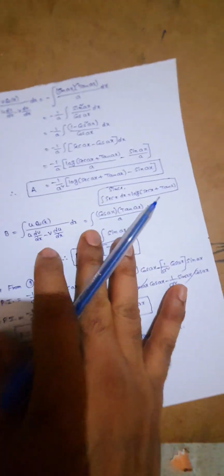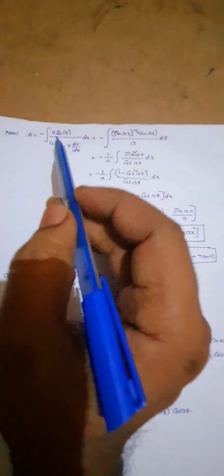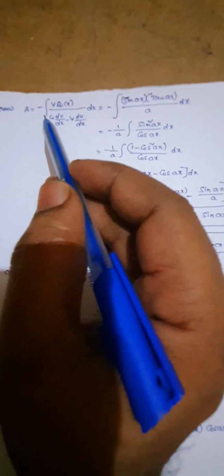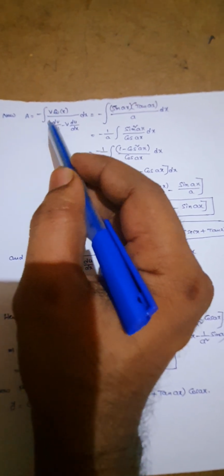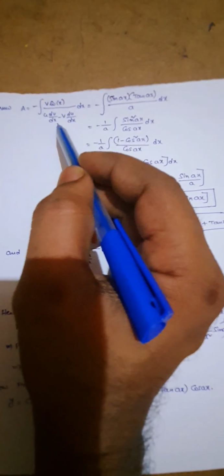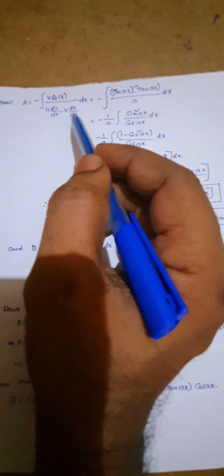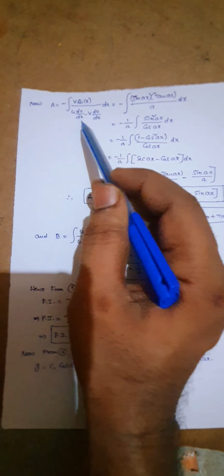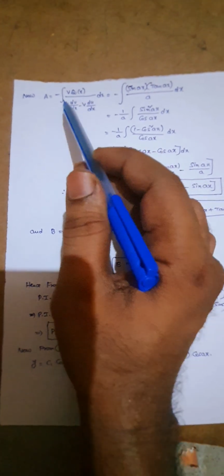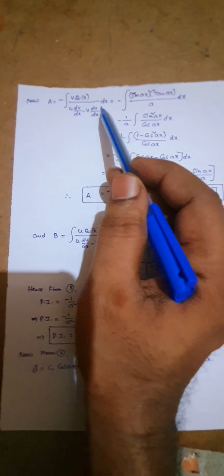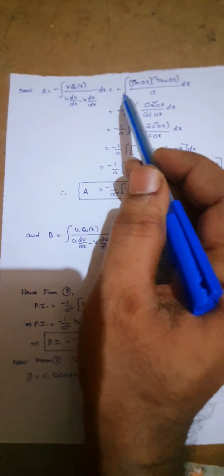And now I am going to find this capital A, capital V, which is there in the particular solution, using variation of parameters. And now this is the formula to find capital A. A equals minus integral v into q of x by u dv/dx minus v du/dx, dx. Already, as I told, we have found this value. That is equals to minus, I have written minus here.